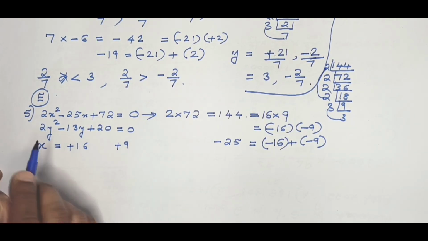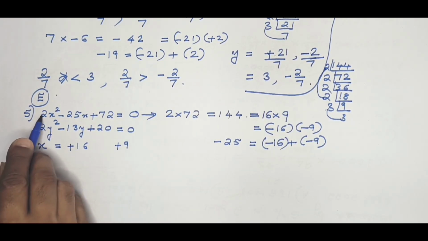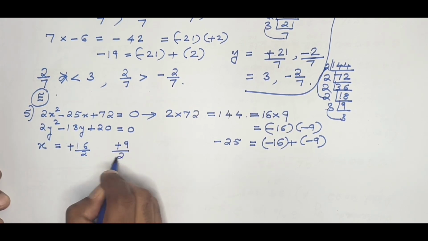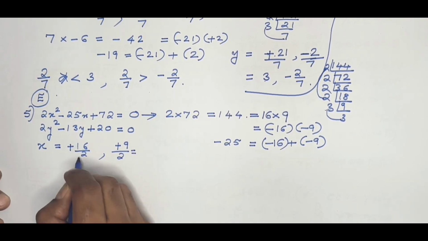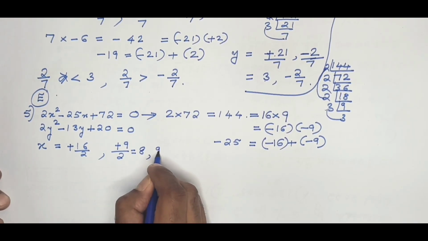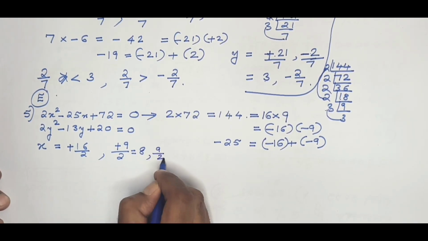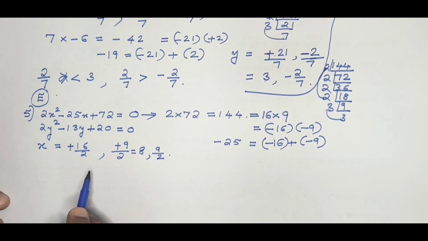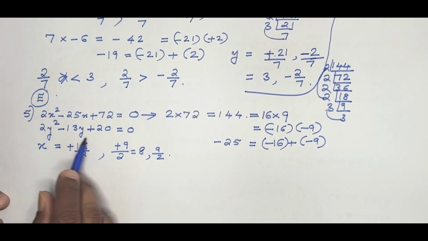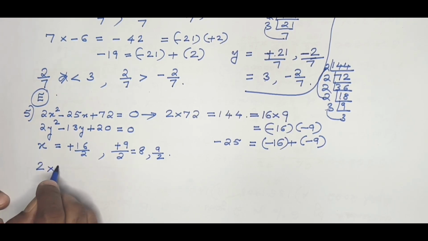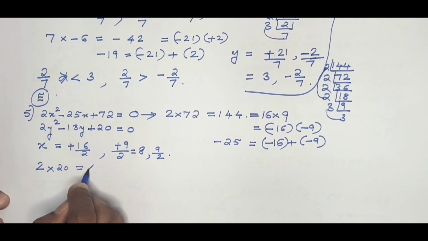Now what is the next step? You will be dividing these two by the coefficient of x squared, which is 2. So this equals, this is 8. This is just 9 over 2. These are the solutions of the first quadratic equation. Now similarly, you take the product of 2 and 20, which is 40.